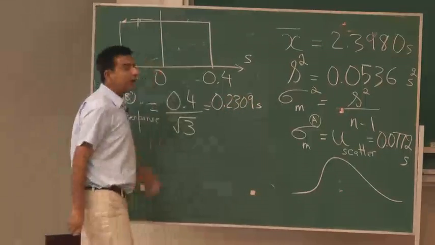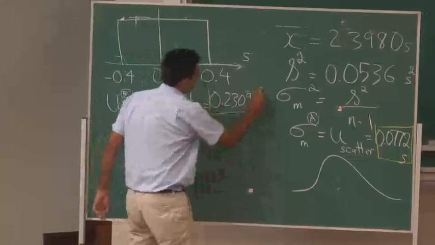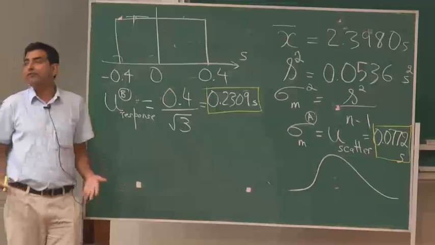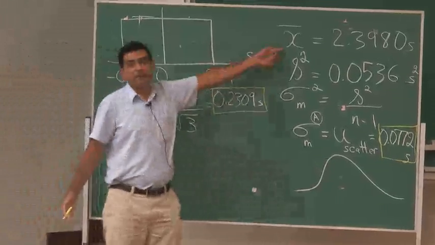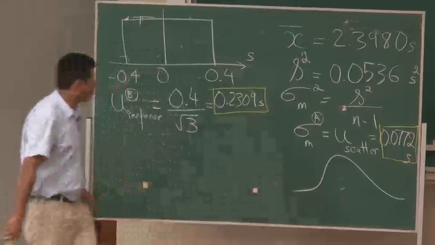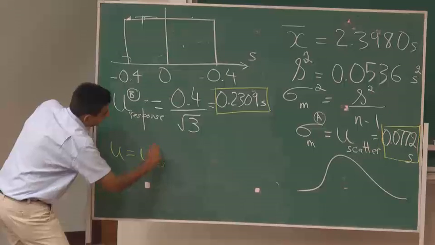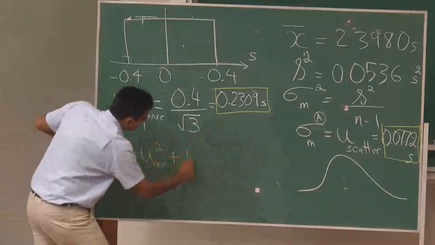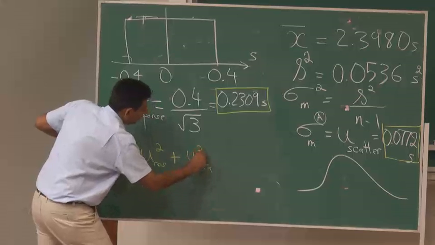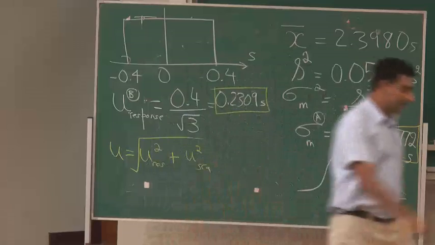So now I have two kinds of uncertainties. One of them is type A and the other is type B. And both of these uncertainties are going to contribute. And if I would like to find out the total uncertainty in my best estimate, I would like to add these up in quadrature. So what I would do, I would take this U response squared plus this U scatter squared and take the square root. And what do I get?